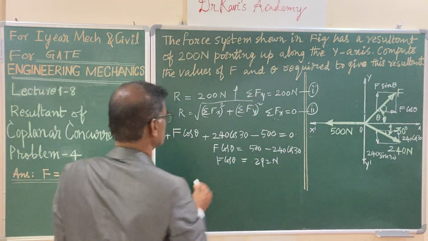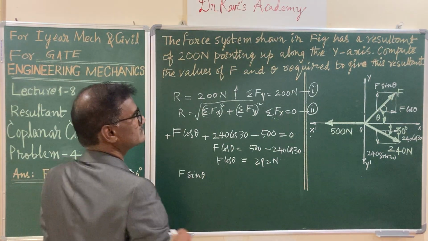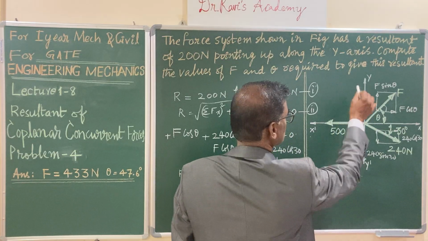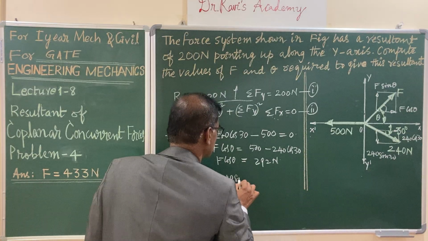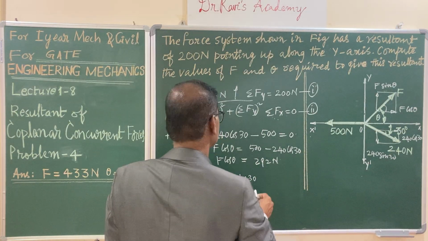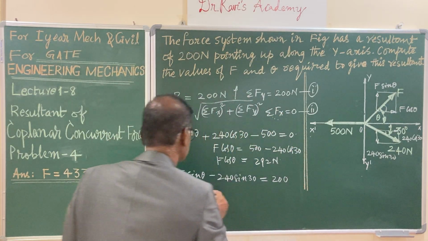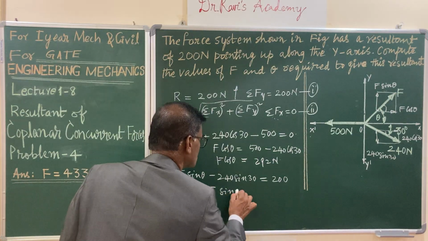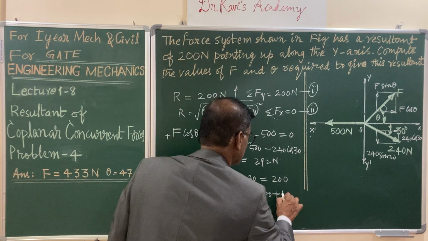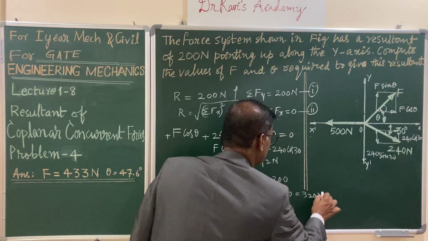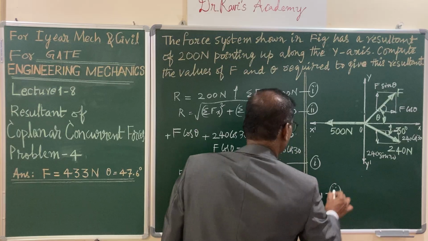Now write sigma Fy equals 200 newtons. F sin theta is positive, and there is no component of the 500 newtons in Fy, so minus 240 sin 30, as the resultant is acting equal to 200 newtons. This gives F sin theta equals 200 plus 120, which is 320 newtons. Let us treat these as equations 1 and 2.